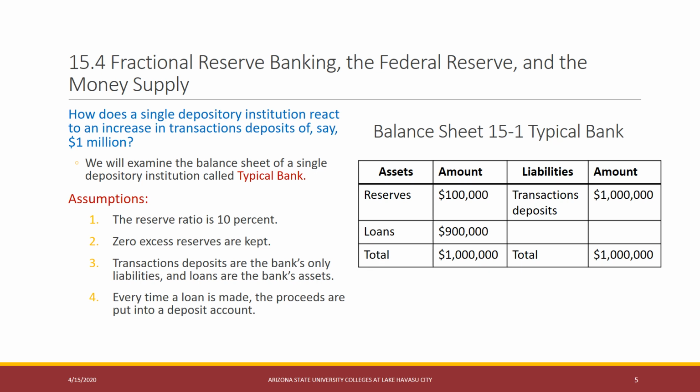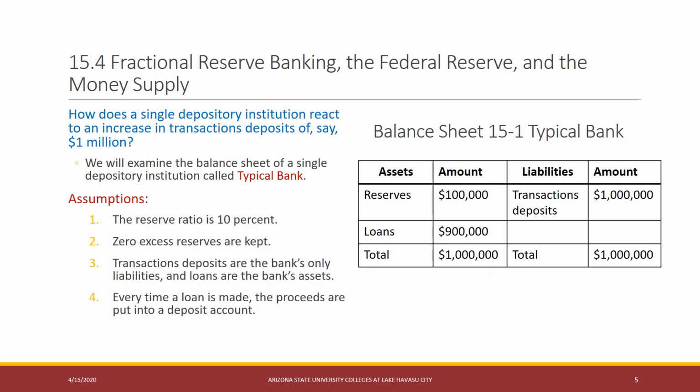So, how does a single depository institution react to an increase in the transaction deposits of, say, $1 million? For this, to know the relationship between the reserves and deposits of an individual bank, let us examine the balance sheet, or the statement of assets owned and the liabilities owed to others, for a particular depository institution. The balance sheet 15.1 in this slide displays a balance sheet for a depository institution, assuming the name of the bank is Typical Bank.